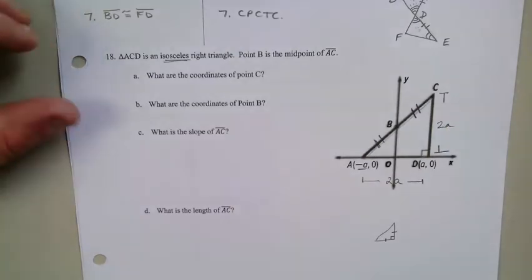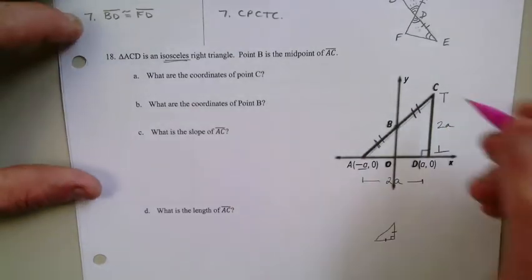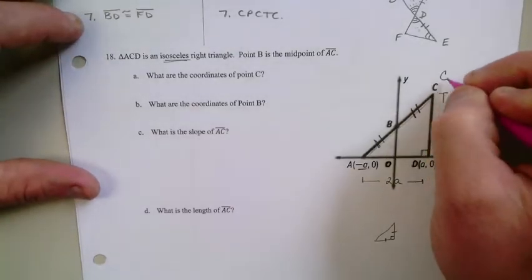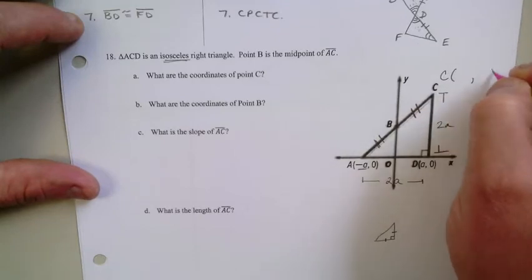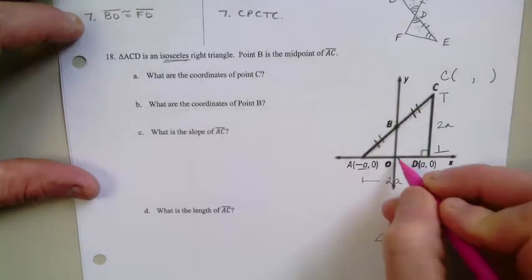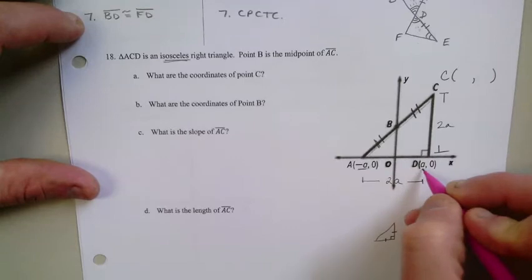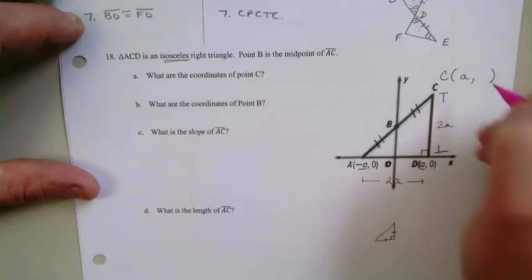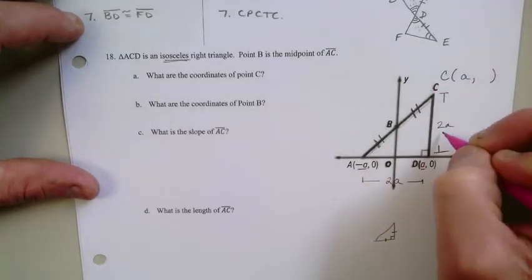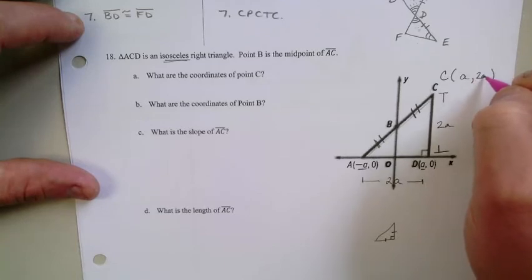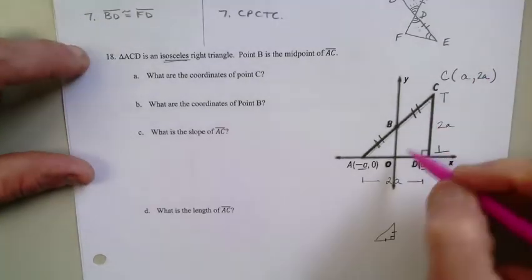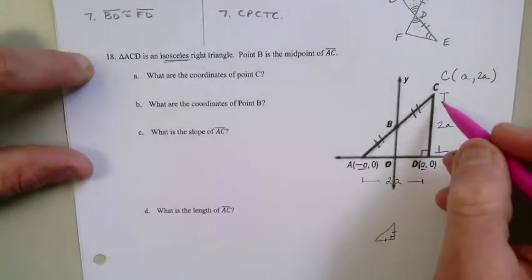Okay? So if I want to go ahead and figure out what the ordered pair for C is going to be, here's what I need to think. I'm at 0, 0. I'm going to go over how far? I'm going to go over A units, and I'm going to go up 2A units. So as a result, C is going to be A, 2A. Okay?